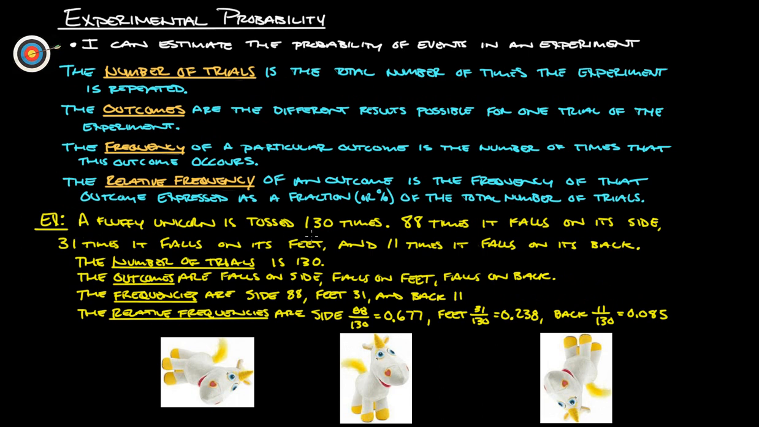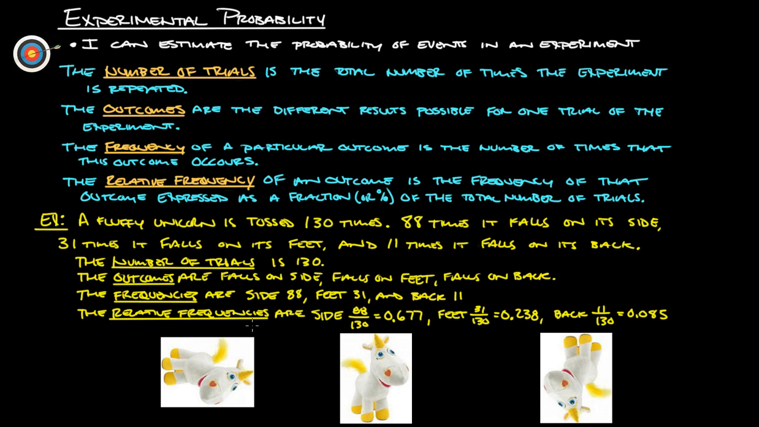A fluffy unicorn is tossed 130 times. 88 times it falls on its side. 31 times it falls on its feet. And 11 times it falls on its back. The number of trials is 130. Okay. The outcomes are falls on side, falls on feet, and falls on back. Okay. The frequencies are side is 88 right here. Feet, landing on feet is 31, and landing on back is 11.